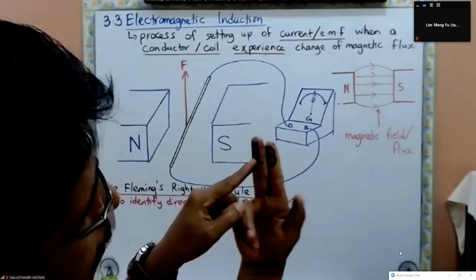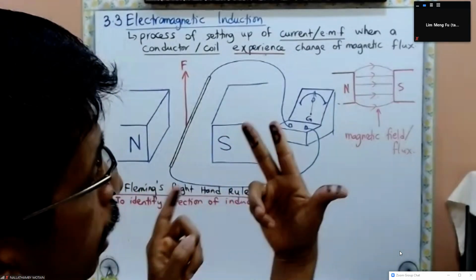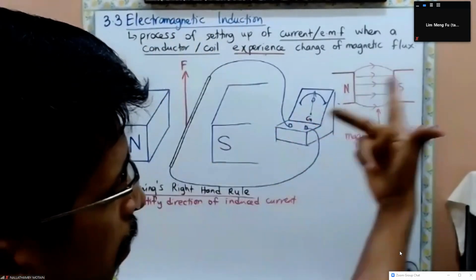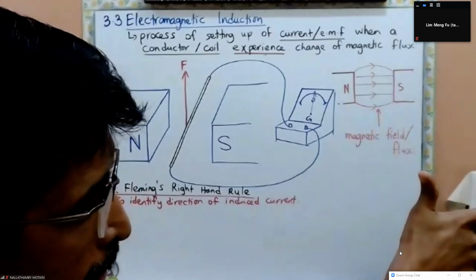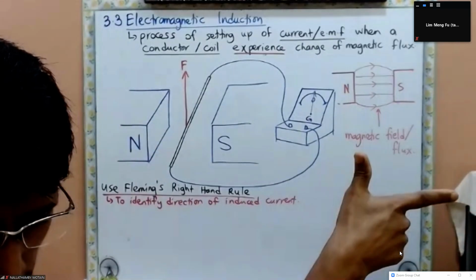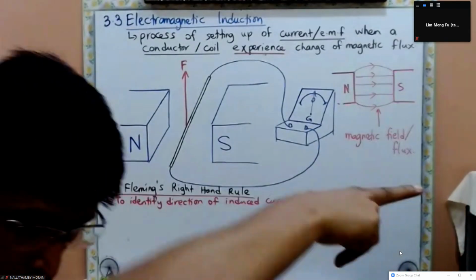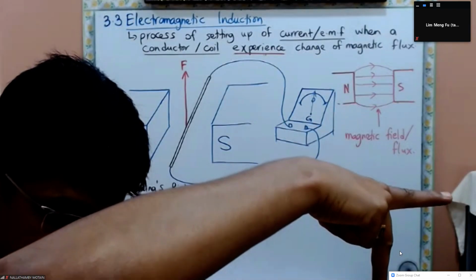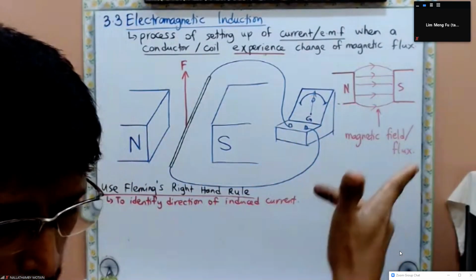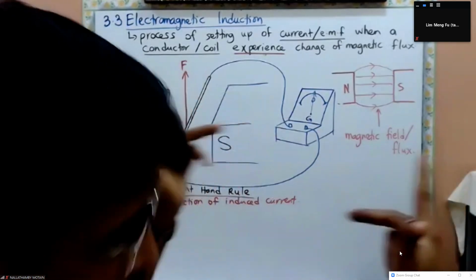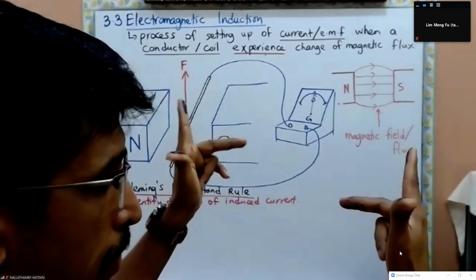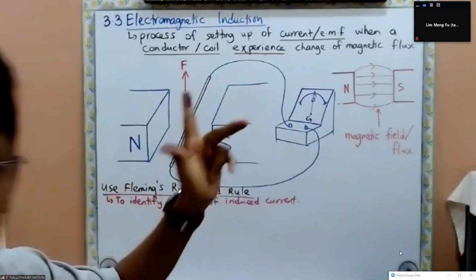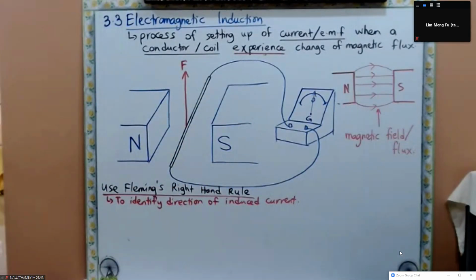Okay, so you can see over here force, magnetic field, and current. FBI. And then same like before, left hand, right hand, the first finger and second finger at 90 degrees, and then the third must be perpendicular. So each finger over here must be perpendicular, same like the left hand.